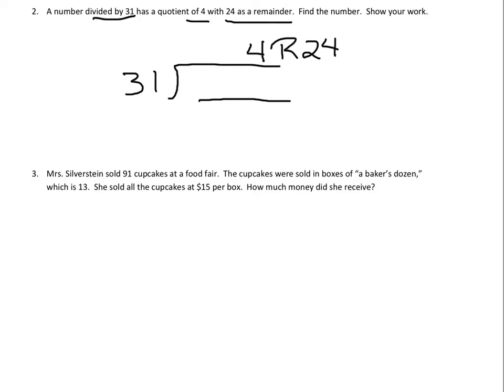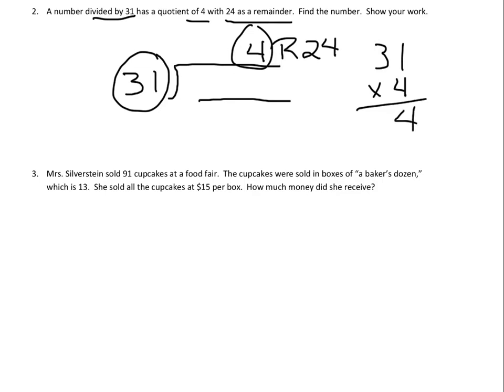How can we find it? It's kind of like working backwards like we did when we checked our work on number 1. We're going to start by taking 31 and multiplying it by 4. So you have 31 times 4. 4 times 1 is 4. 4 times 3 is 12. We're almost there. Now we have to take the remainder, which is 24, and add it to our current answer. 4 plus 4 is 8. 2 plus 2 is 4. 1 plus nothing is 1. If we did this correctly, the answer that goes in here should be 148. Now we can actually check our work.